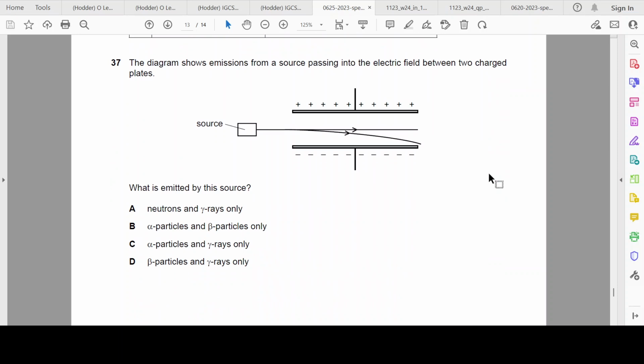Now, nuclear physics. The diagram shows emissions from a source passing into an electric field between two charged plates. You have one that's going straight through and the other that is curving. Which one is which?